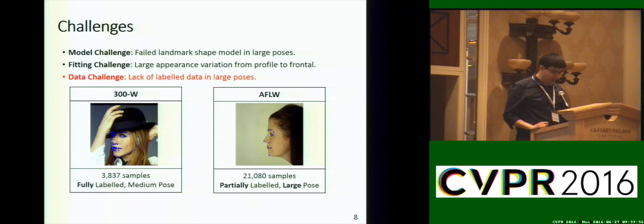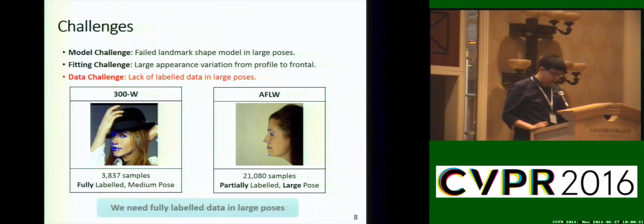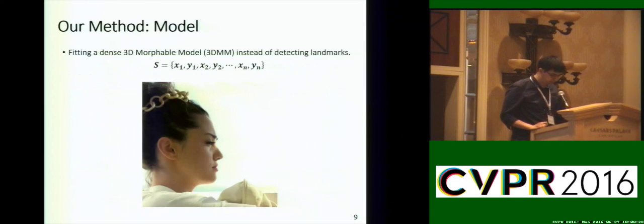Manually labeling landmarks on large pose faces is very tedious since the occluded landmarks have to be guessed, which is impossible for most people. So most publicly available databases such as 300W are collected in medium poses. Few large pose databases like AFLW only contain visible landmarks, which is ambiguous in face shape and hard to train a unified face alignment model. So we need fully labeled data in large poses. Next, I will introduce our solution to these three challenges.